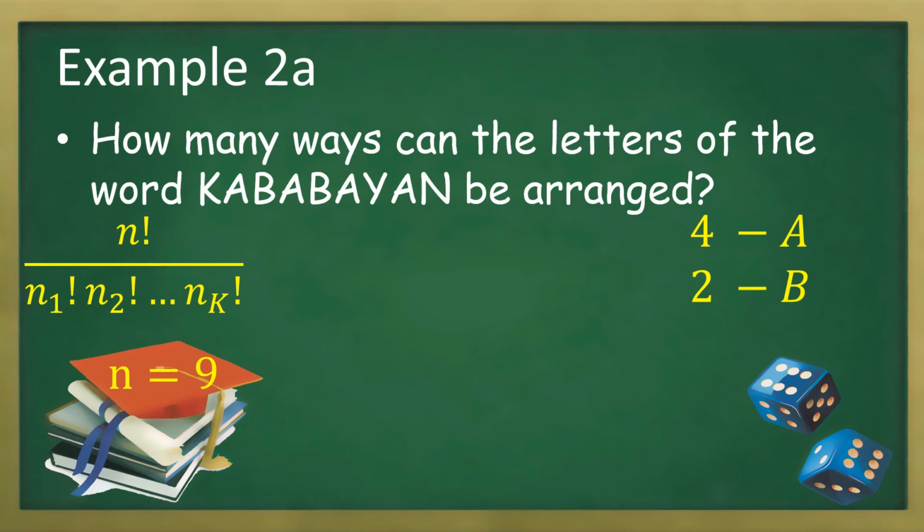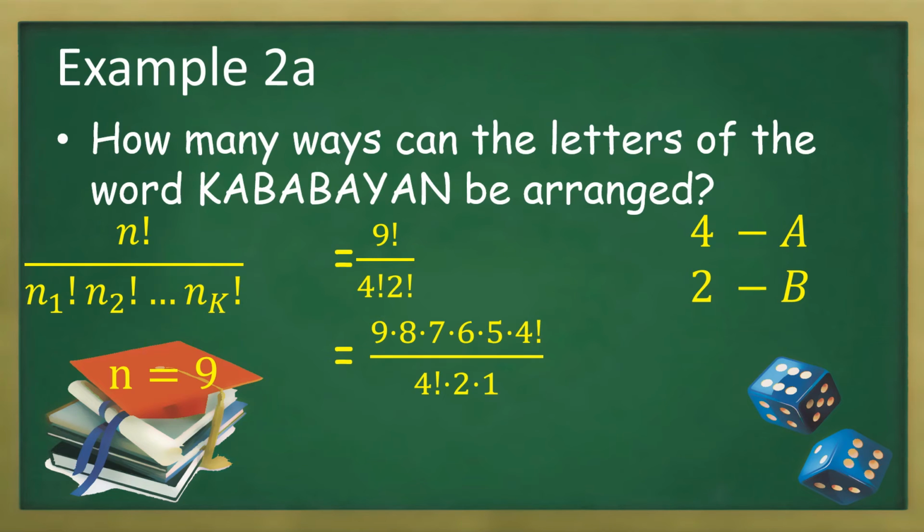So in our equation, we will have 9 factorial, replacing n with 9, over 4 factorial, that will be our n sub 1, times 2 factorial, which is our n sub 2. Then solving for this, we're going to expand 9 factorial up to 4 factorial. Then we expand 2 factorial. That will give us 9 times 8 times 7 times 6 times 5 times 4 factorial over 4 factorial times 2 times 1. Notice that we did not expand the 4 factorial on the denominator because we can cancel it right away with the 4 factorial on the numerator.